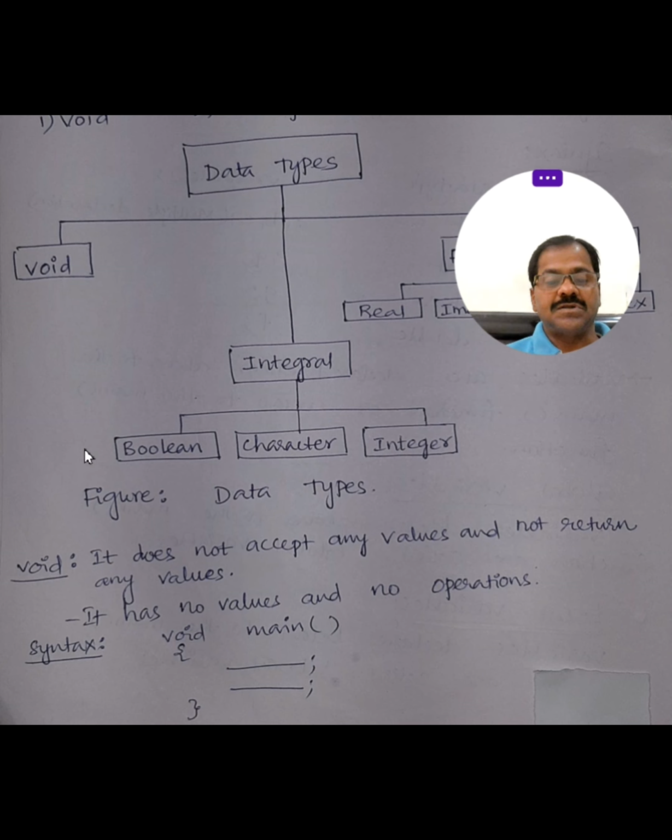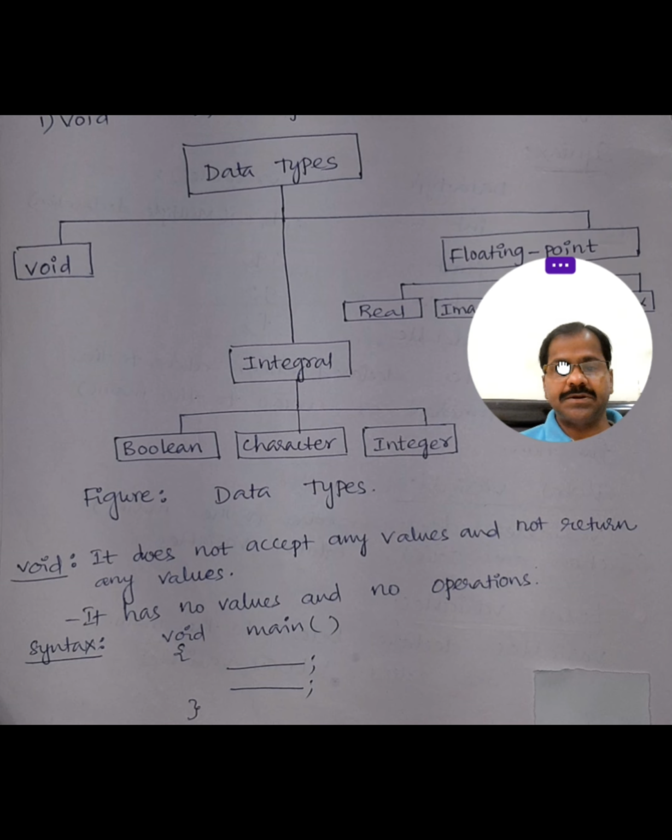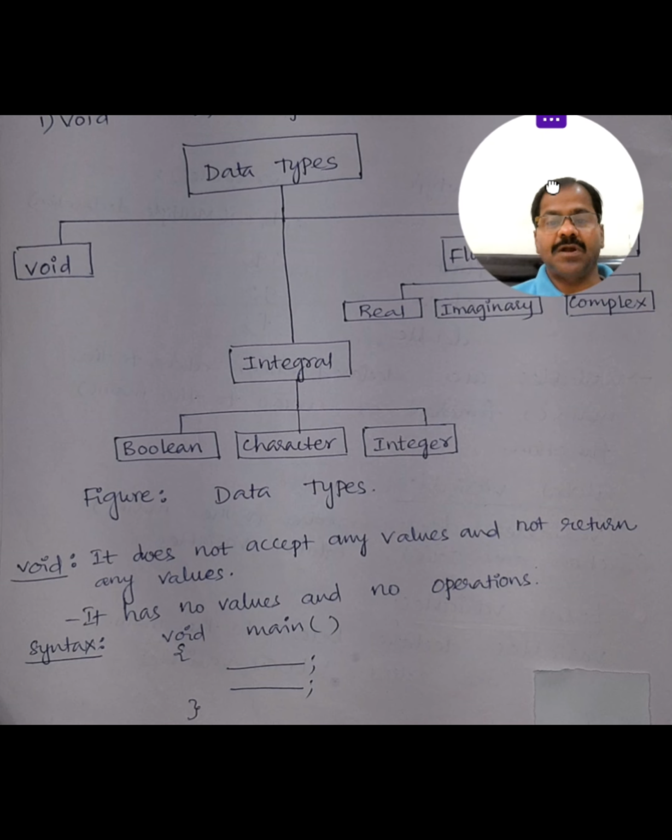You see here, for the void, I have given the syntax. It will not accept any values and not return any values. It has no values and no operations for the void. Next, we will discuss the integral part. You see here integral part and floating point. So now we will discuss, under the basic data types, the integral part.